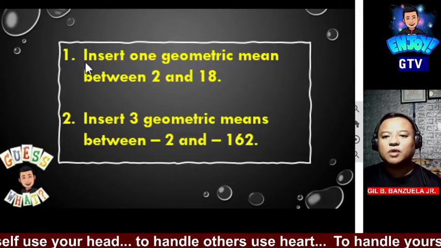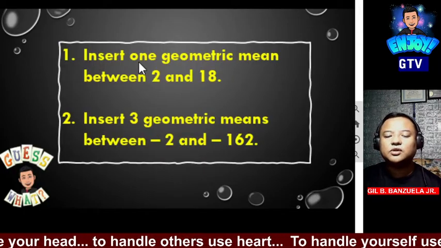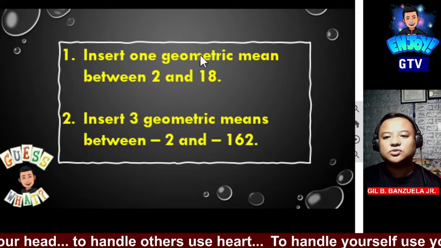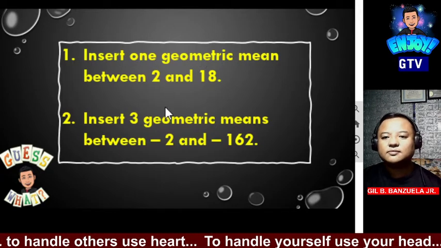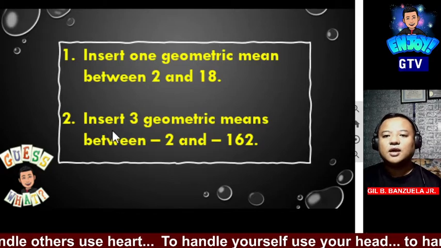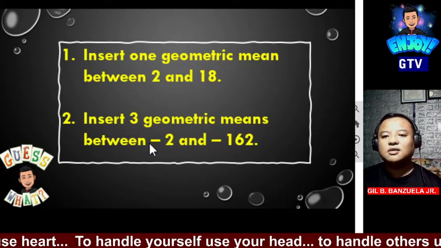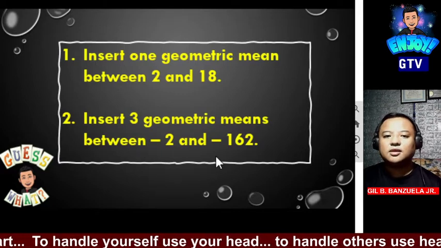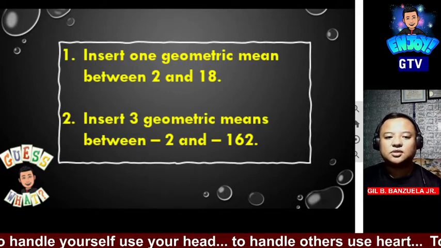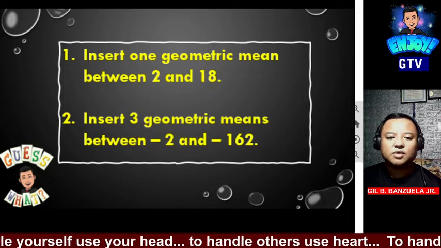So for number 1, we are asked to insert one geometric mean between 2 and 18. And for number 2, we are asked to insert 3 geometric means between -2 and -162. So let me present my whiteboard with you.